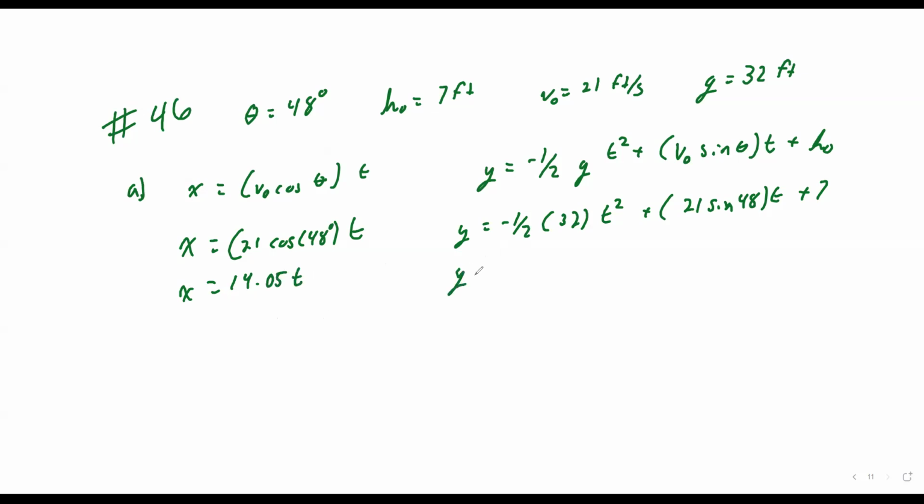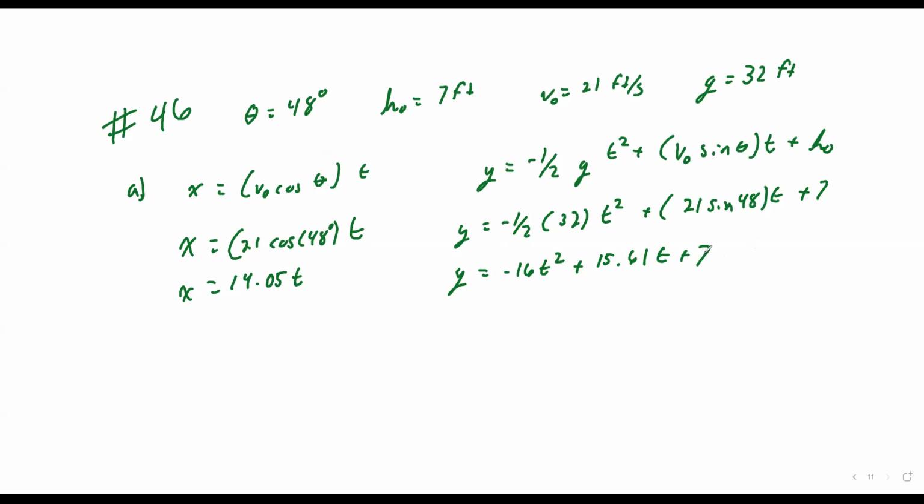Then do the same thing over here. This would be y equals half of 32, which is 16, so -16 t squared. I'm going to plug that in as well. 21 sine of 48 gives me 15.601, so 15.61, sorry, the 0 becomes a 1. So 15.61 t plus 7. You've now produced your equation.